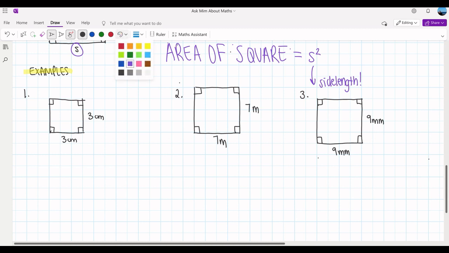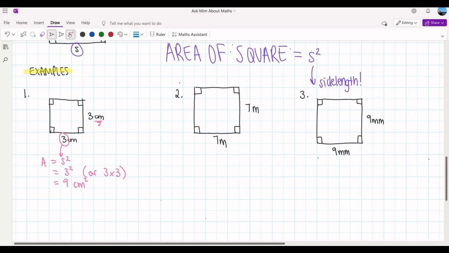So, using our area formula, A equals S squared, we need to just substitute our side length in place of the S. So we will get 3 squared, or 3 times 3, if that still makes more sense to you, which is 9. Now, it's really important that we don't forget our units. Our units are centimeters, so we need to write centimeters squared.